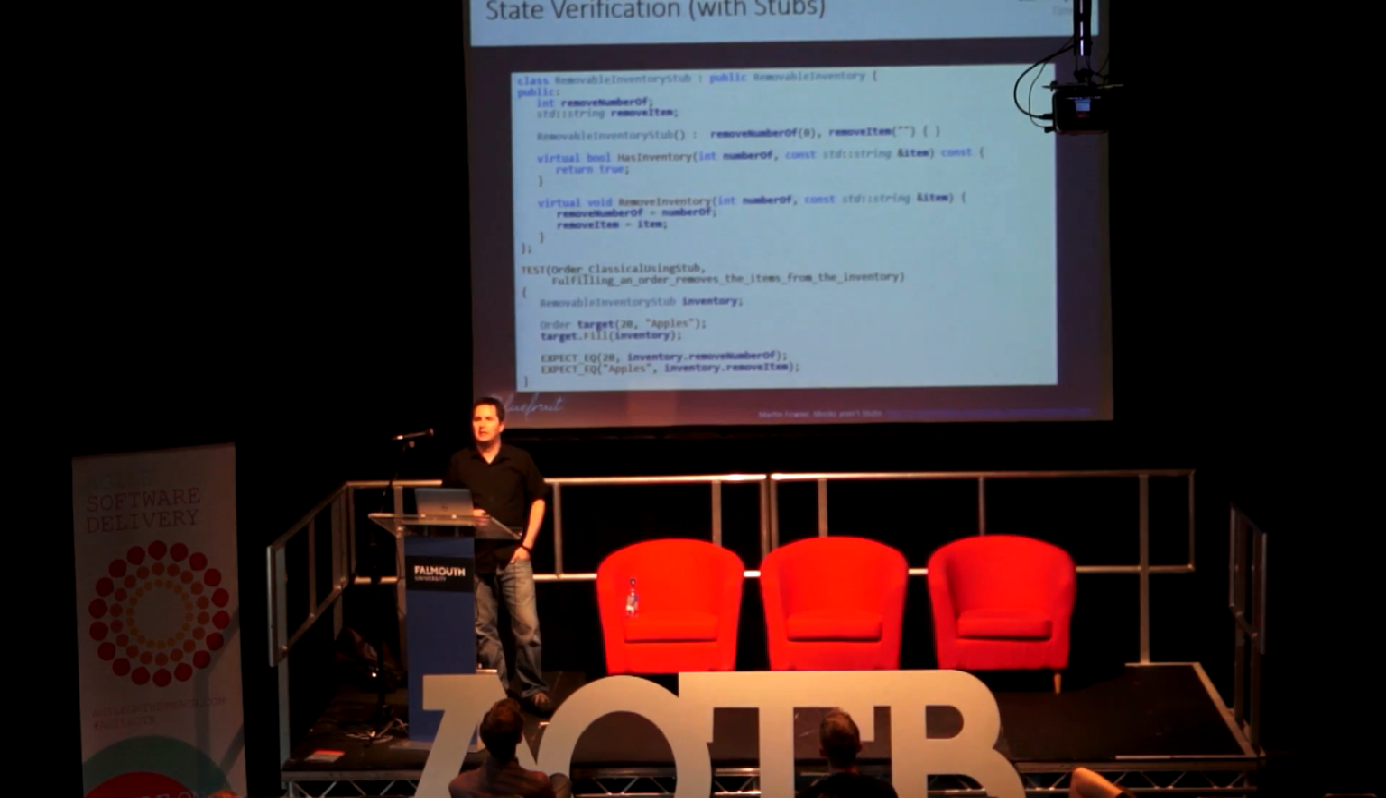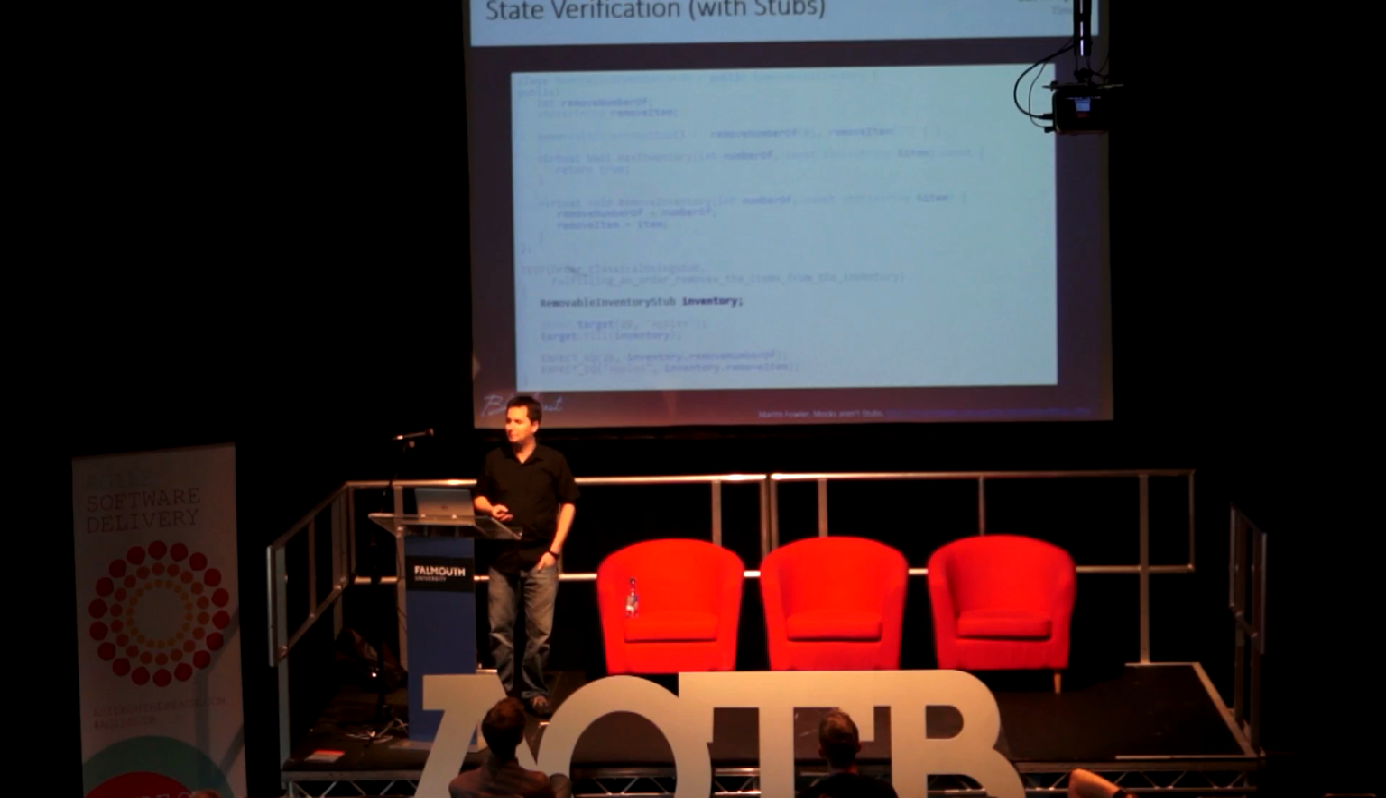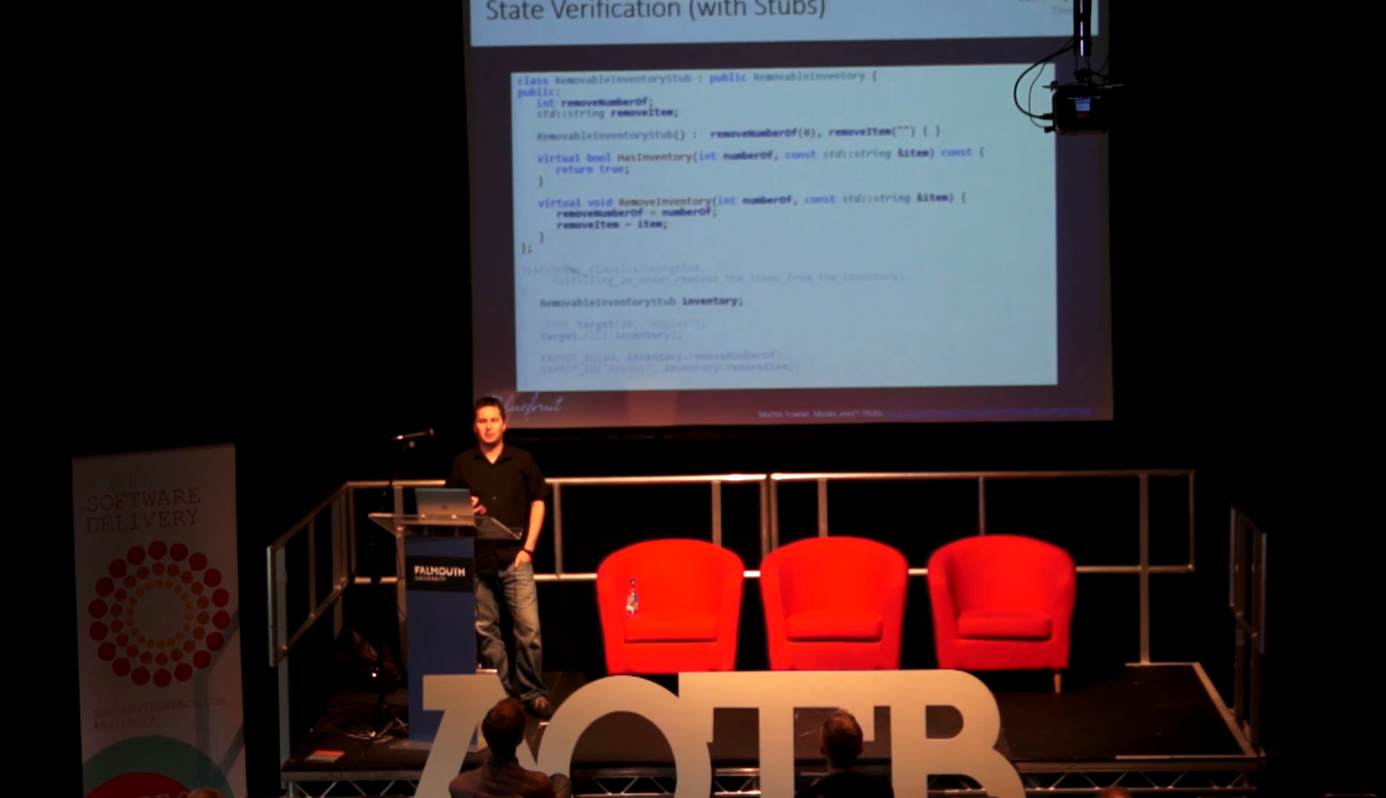So classical TDD uses state verification, and there are two kinds of objects in our test. The first kind is the system under test, in this case an instance of the order class called target. The second kind of object is the collaborator. These are dependencies of the system under test. In this case, it's an object that implements the removable inventory interface. It's required to fulfill that order. And I'm using a removable inventory stub object as the collaborator to fulfill the dependency.